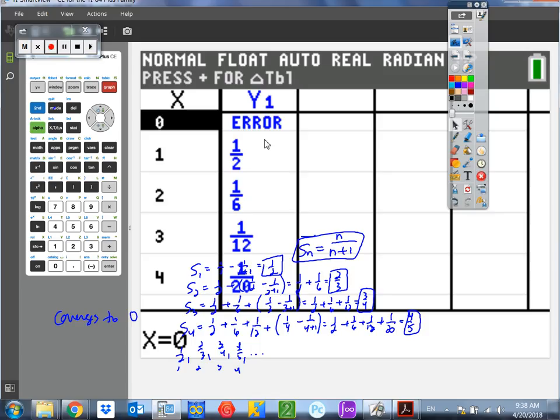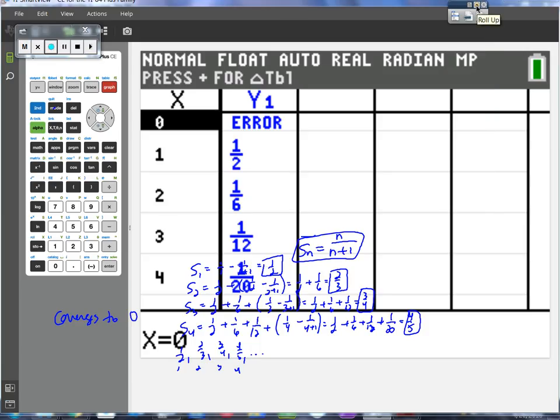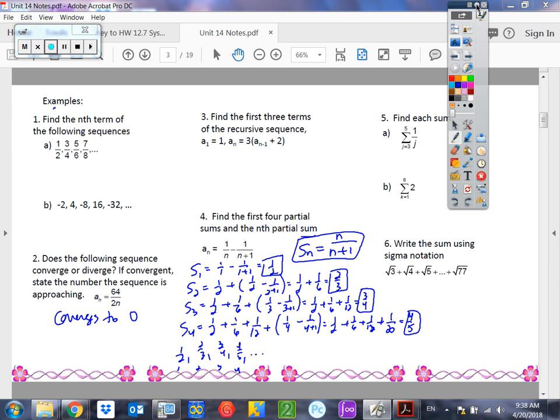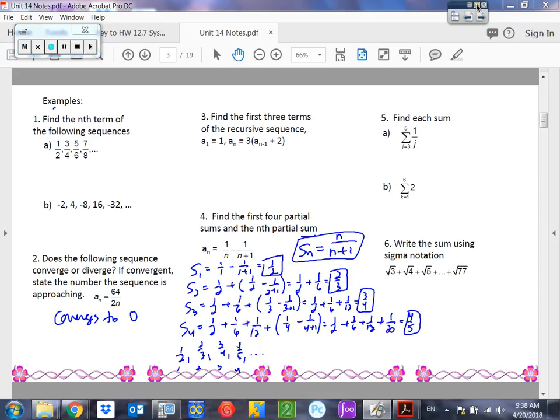So let's go to the next problem. Let's go to number 5. And we have one more thing to do on the calculator, which is summation notation, but we'll do that in just a second. Let's go back over here. We're going to do it by hand first. We really need to understand how to do it both ways. We need to understand what's happening before we let the calculator do the work for us.